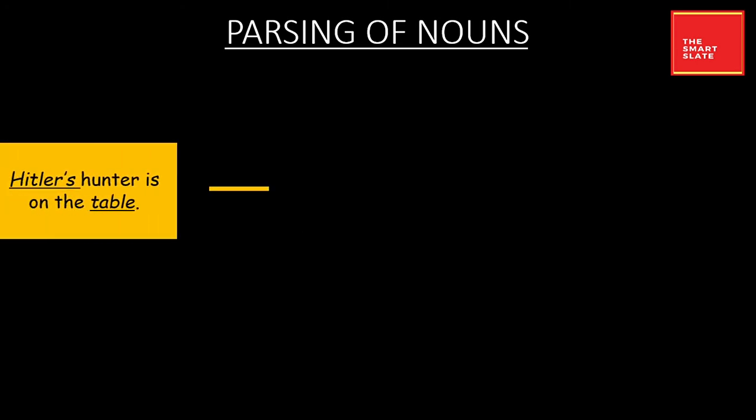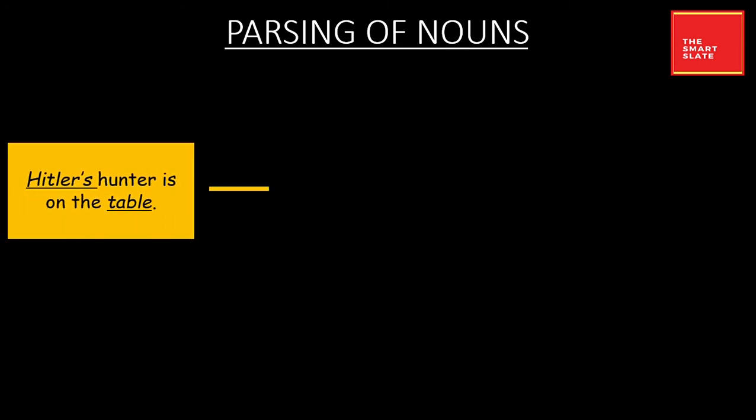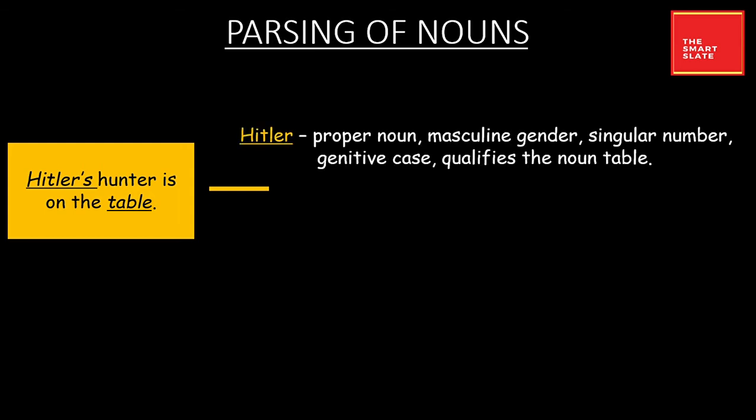Second sentence here is Hitler's hunter is on the table. So Hitler and table are the two nouns here, basic nouns. Even hunter is a noun. So try to parse these particular nouns and let me know in the comment section.